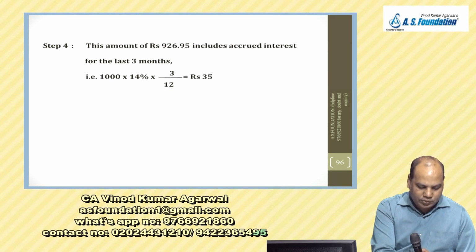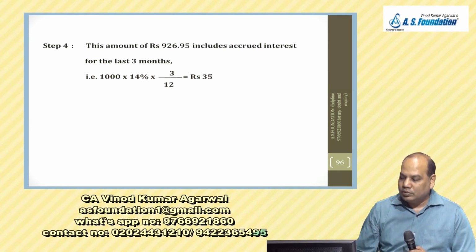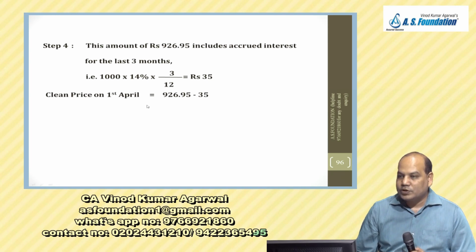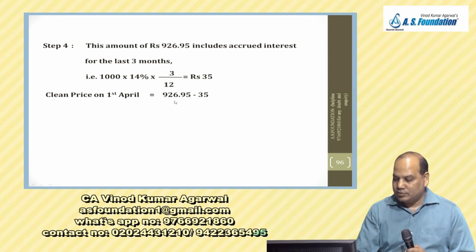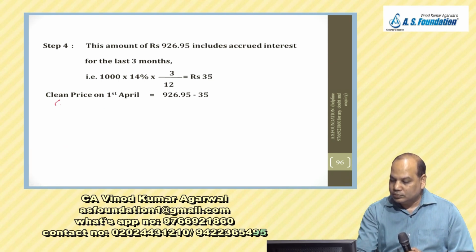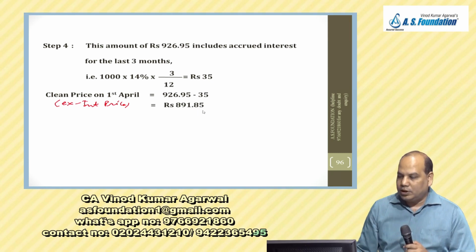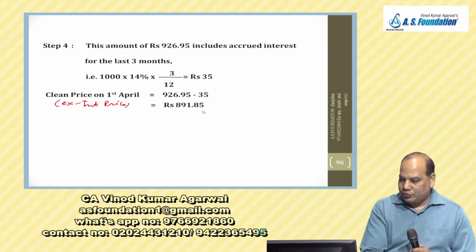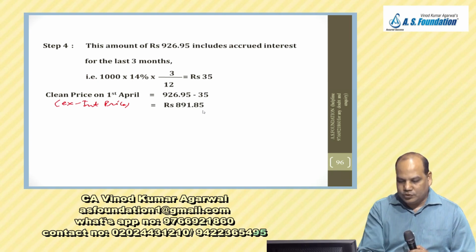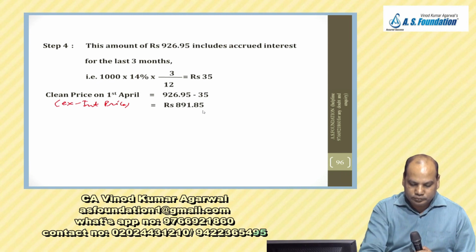So how much does it come to? This is 35. And then write down clean price on 1st April. Clean price is also called ex interest price. Remove that. After removing 35, your answer is 891.85 or 95. No problem. 891.95 is also welcome.